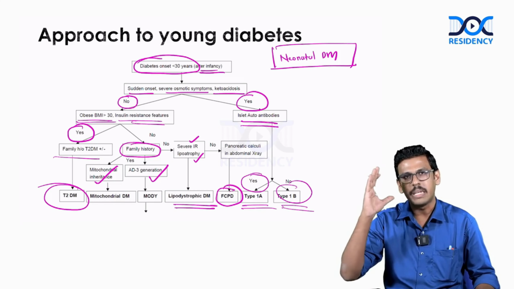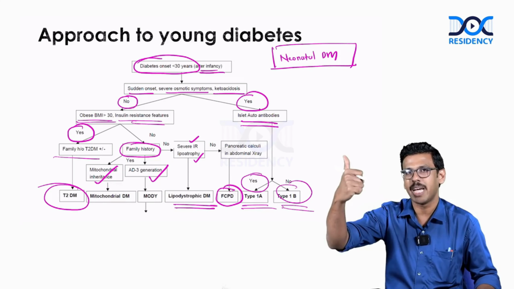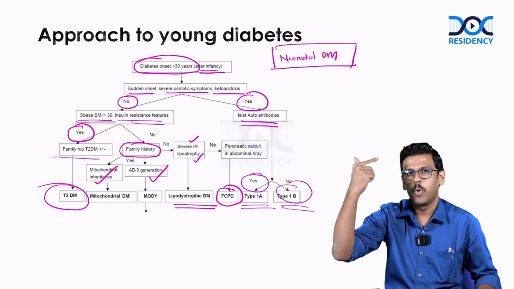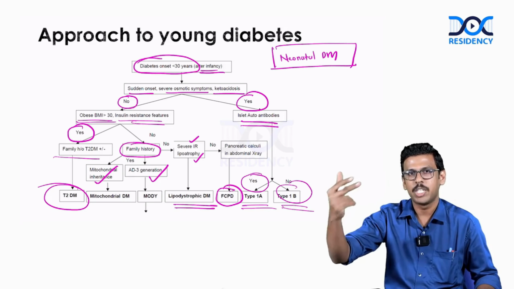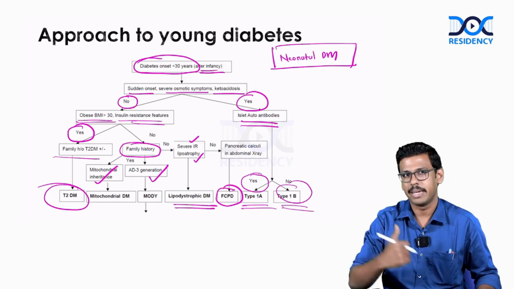So it is always important to have a list of differential diagnoses in young diabetes, starting from type 1, then type 2, then monogenic causes like MODY, mitochondrial and lipodystrophic diabetes, and not to forget the very important fibrocalculous pancreatic diabetes.